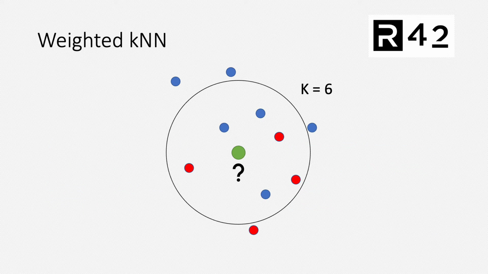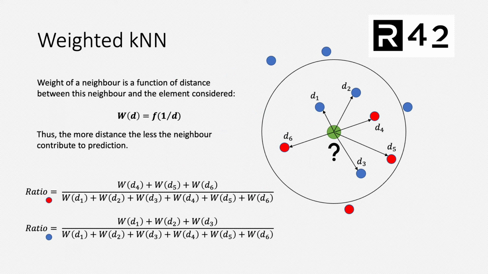So let's consider another example. Let's say k equals 6 and three neighbors are blue and 3 are red. Which one do we choose, blue or red? We can either choose randomly or employ a weighted kNN to make the prediction.